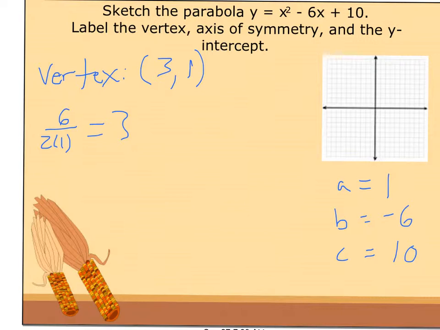This graph, by the way, when I look at a, I see that its width has not been changed and it opens up. Axis of symmetry, again, we've already really taken care of that by the time we get there because of the work we did to find the vertex.